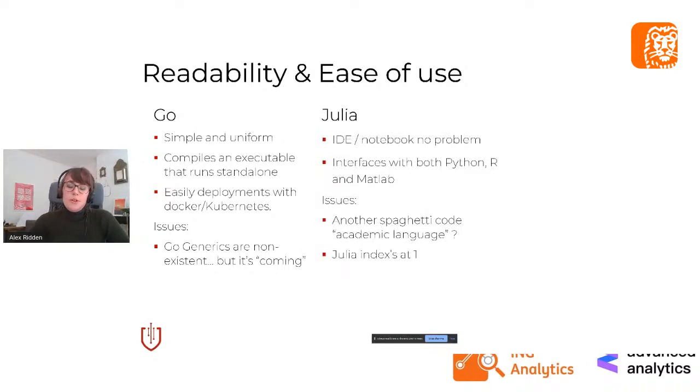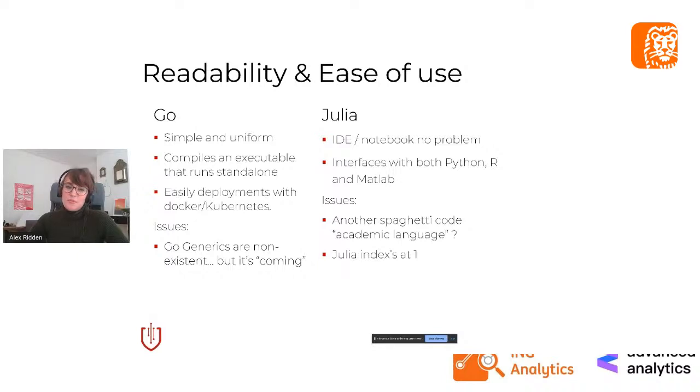From a Julia point of view, again, really easy to use. You can use it in Jupyter Notebooks as well. Has nice IDE. One of the big selling points of Julia was also that it interfaces nicely with Python, R, and MATLAB. But the issue around this language is that I've heard people say, yeah, maybe it's just another spaghetti code academic language, which I found not particularly nice to hear. But having worked in many different academic teams running and deploying and developing data science projects, I can sympathize.